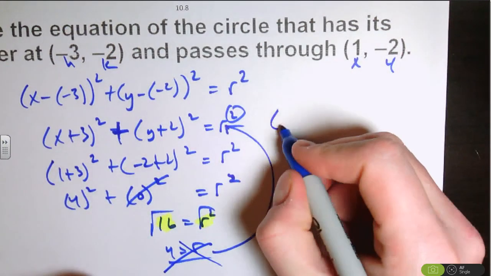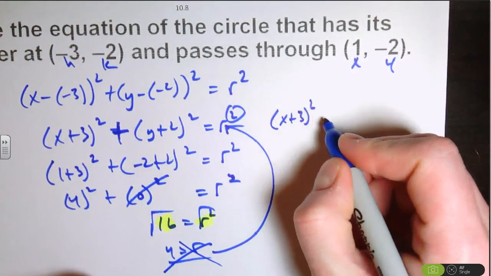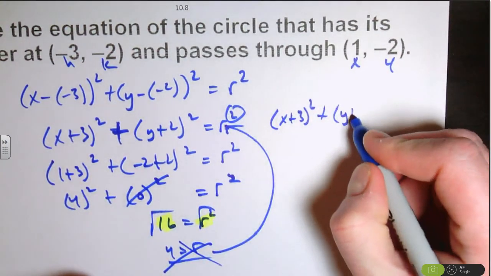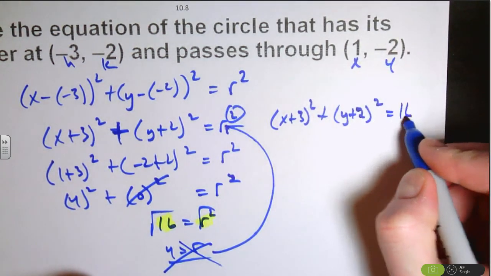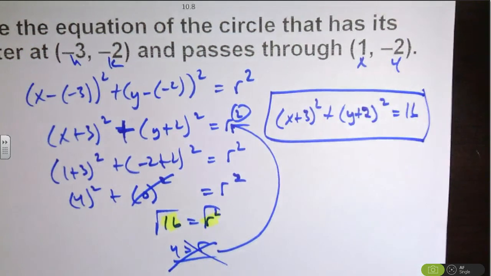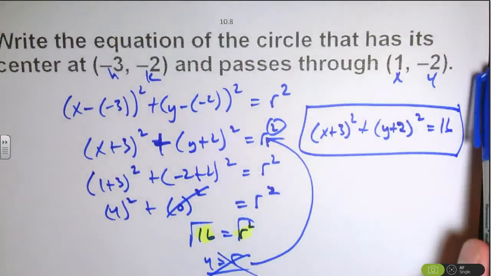So I get x plus 3 squared plus y plus 2 squared equals 16. And there we go. So I can find the equation of a circle if I know the center and a point that's on it.